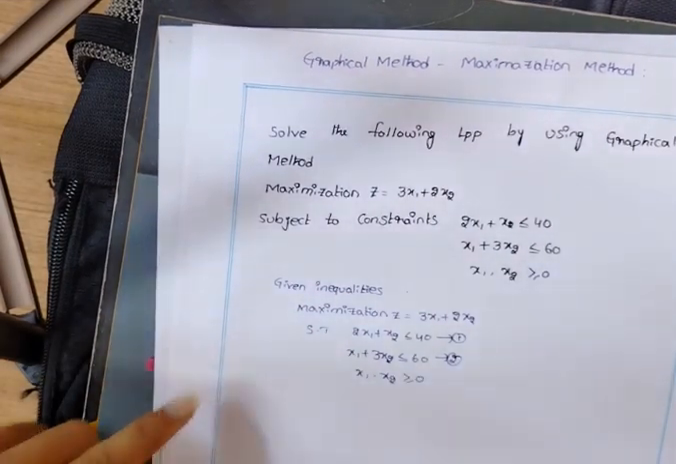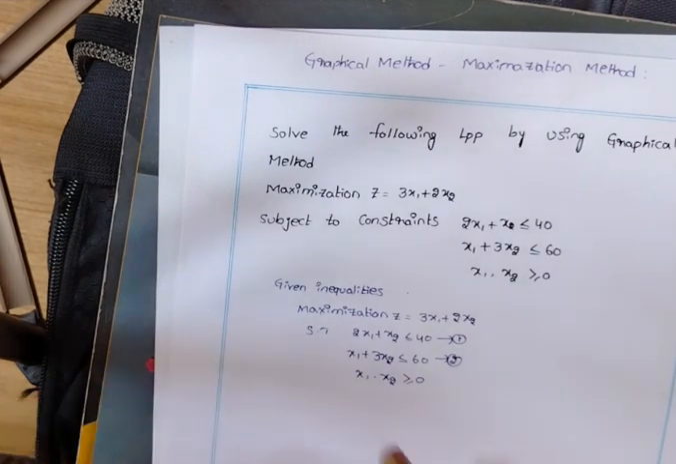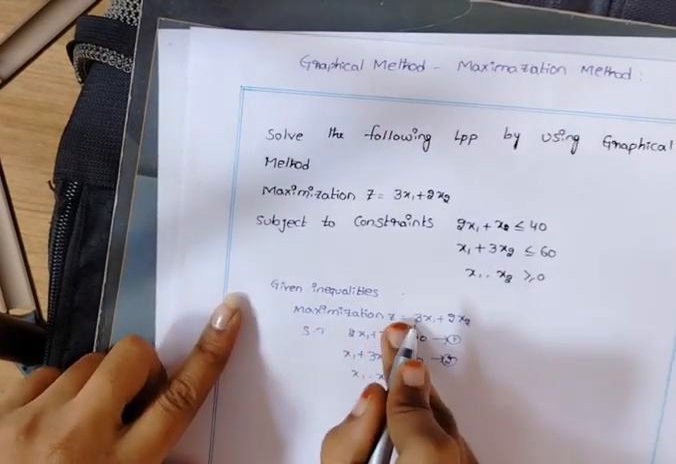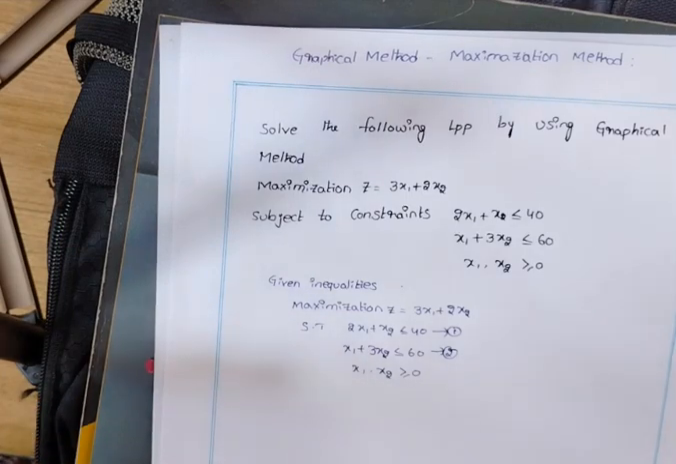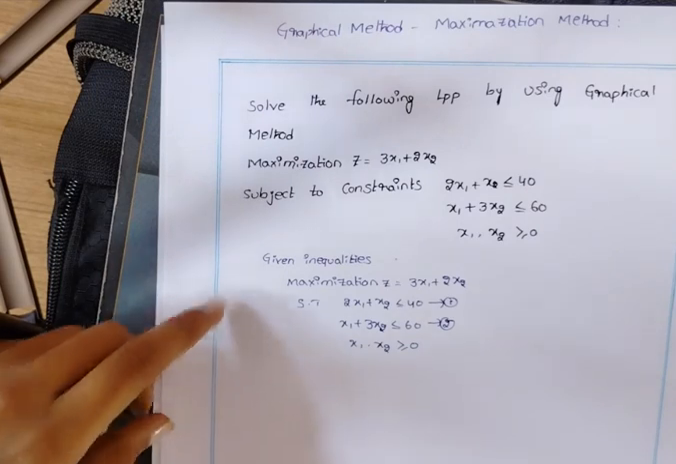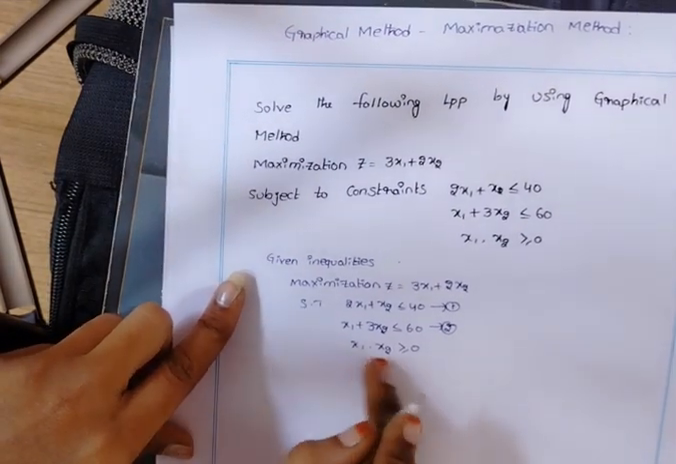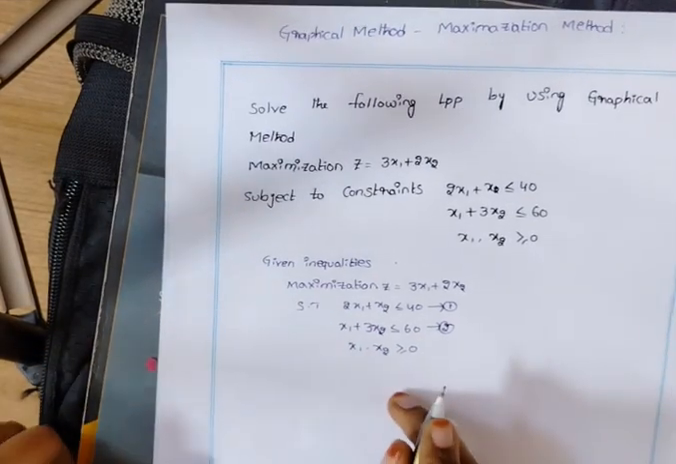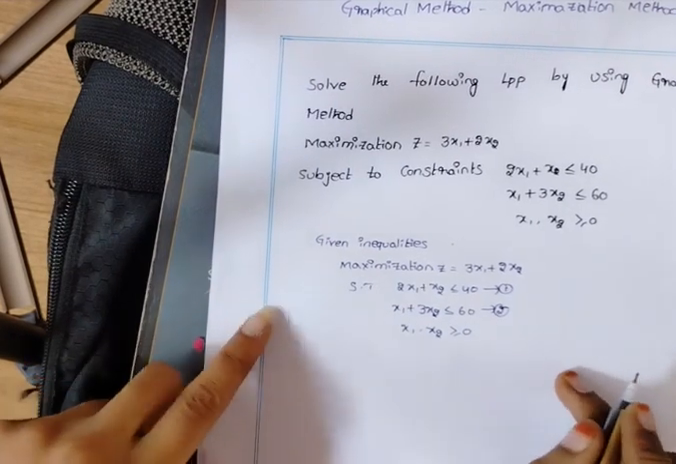We need to find the values for x1 and x2. Our objective function is a maximization problem. The value should be greater than or equal to 0, which means positive values only. Greater than or equal to 0 means 0 or more than 0.